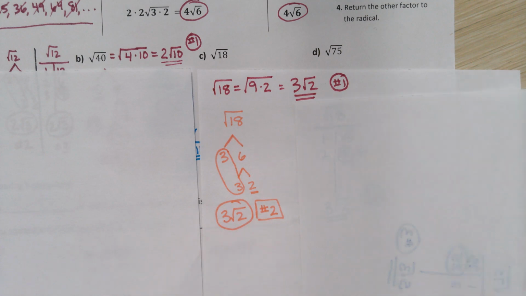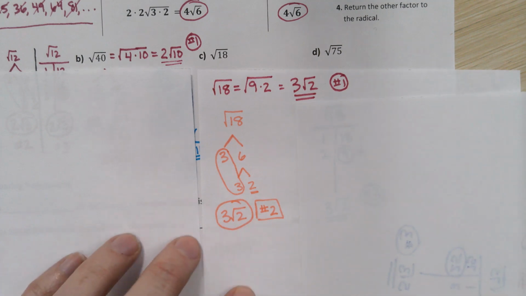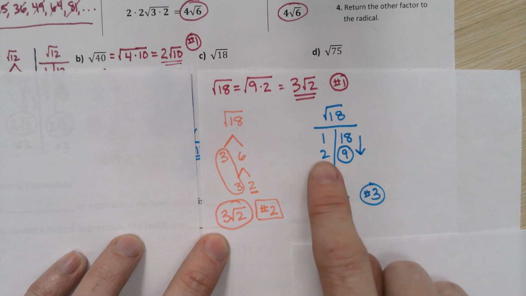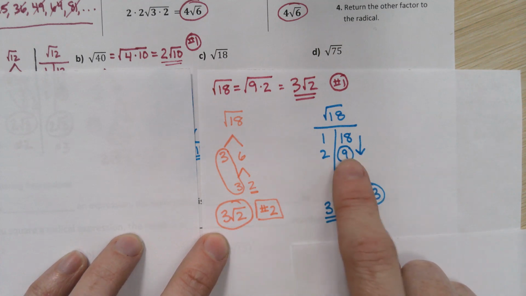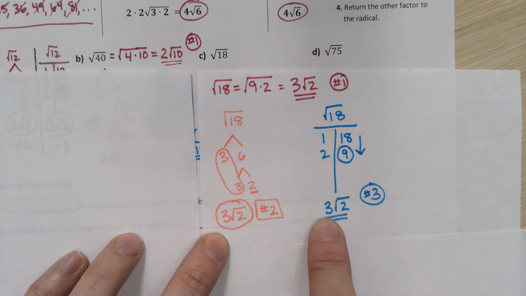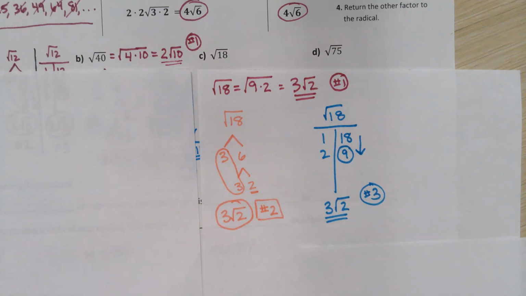If you did a factor table, the second entry in your table has the largest perfect square right there, 9. So that root 9 becomes 3, and then that leftover factor goes back into the root. 3 root 2, method number 3, factor table.